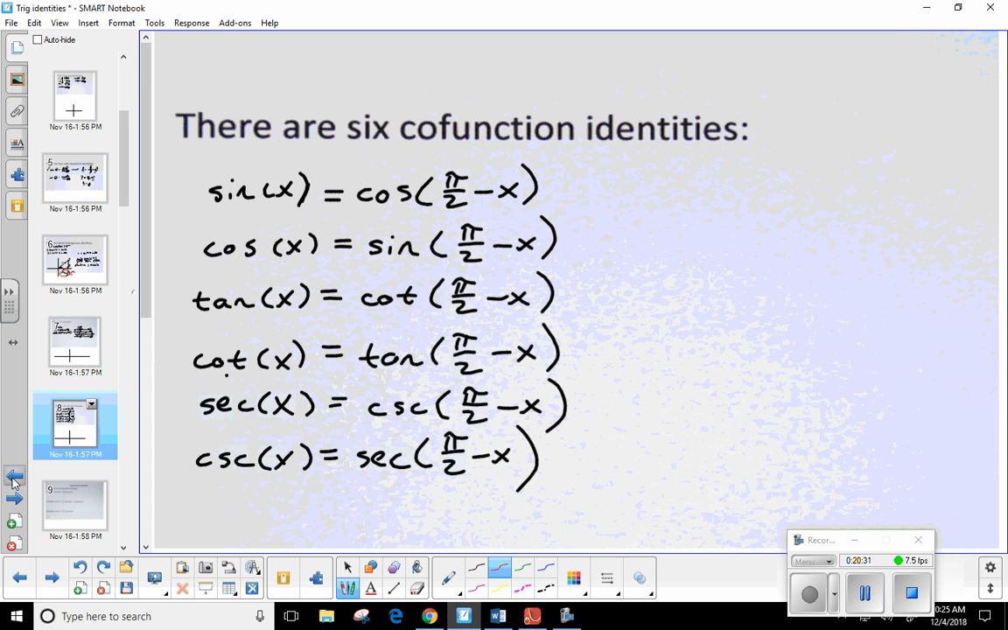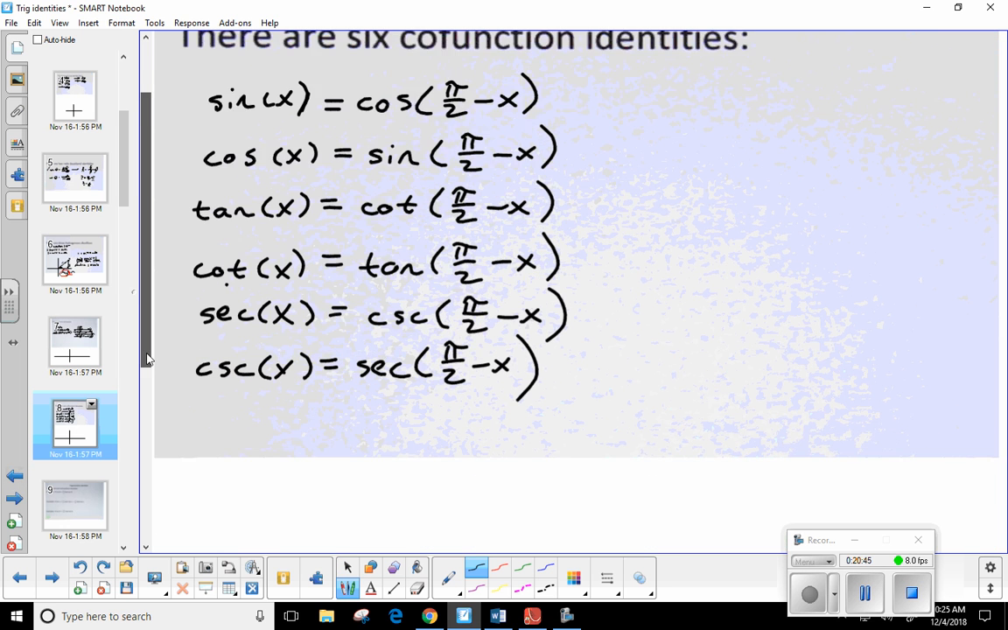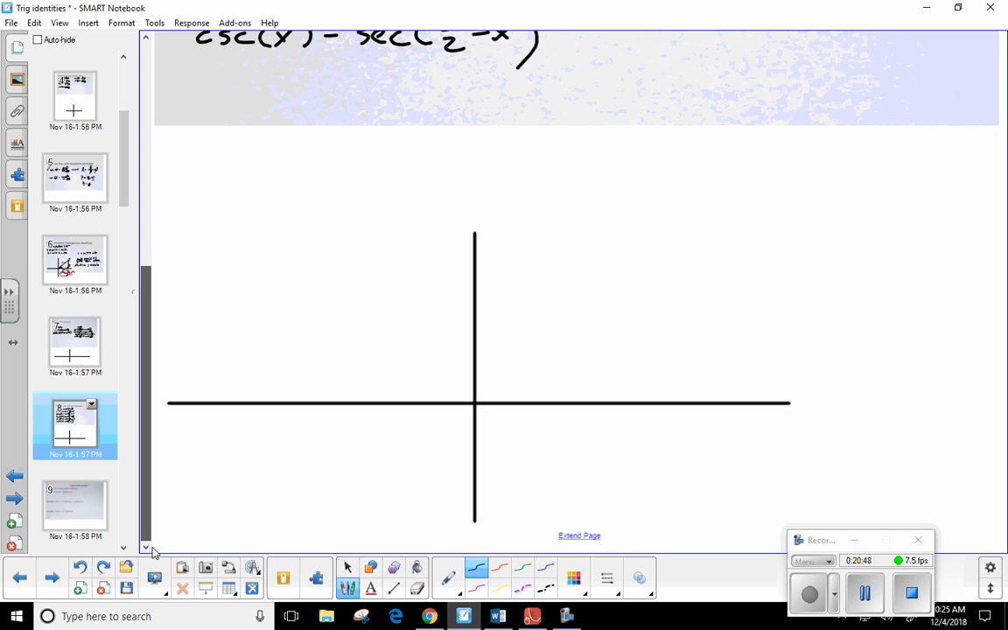That means if I take the graph of one, like if I take the graph of cosine and I transform it in a specific way, I get the graph of sine, and vice versa. So this one's another one we're going to do graphically. Let's take the first one. Sine of x equals cosine of pi over 2 minus x.